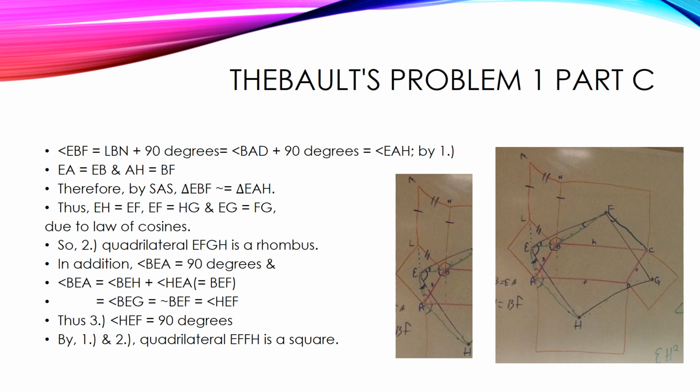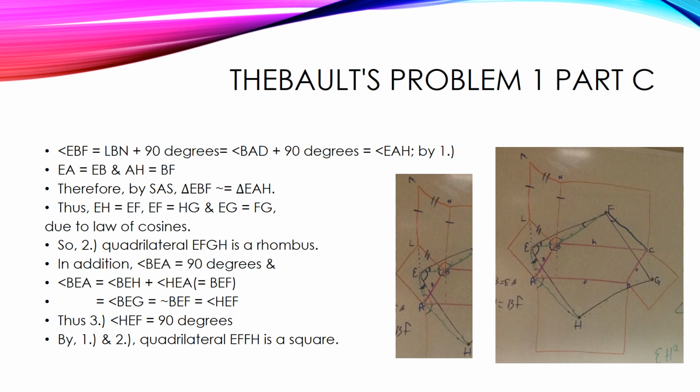Also, we can note that sides EH and EF are equal, as well as sides EF and HG, and side EG is also equivalent to side FG due to law of cosines. So now we can say that this quadrilateral is a rhombus. Quadrilateral EFGH is a rhombus.